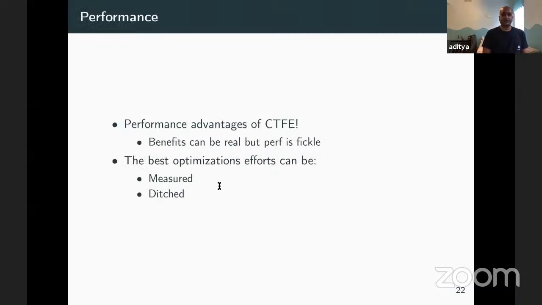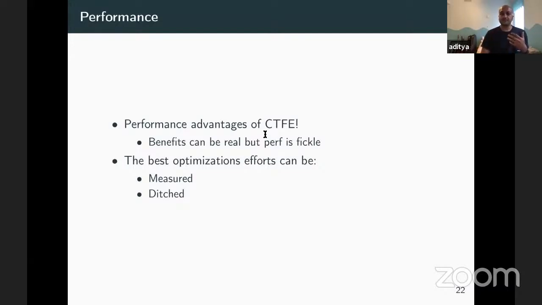Now I want to talk a little bit about performance. So one of the biggest touted benefits of compile time function evaluation is this performance aspect, where you can hyper specialize your code to a single operation. And the benefits are there, to be fair. But performance is a fickle beast. If you've ever tried to optimize something, the answer to every optimization question is it depends. It depends on the hardware. It depends on what kind of hard drive you have. It depends on the processor. It depends on all kinds of stuff.